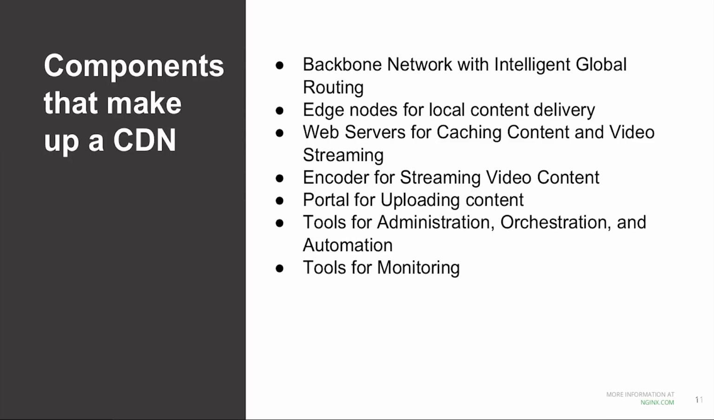So what components make up a CDN? As mentioned before, a CDN is a collection of CDN servers scattered around the world. To bind that all together, you do need to have a reliable backbone network with intelligent global routing, so that when a user makes a request, that request lands on the nearest servers, and that the networks that connect the CDN servers together and back to the origin servers are reliable.